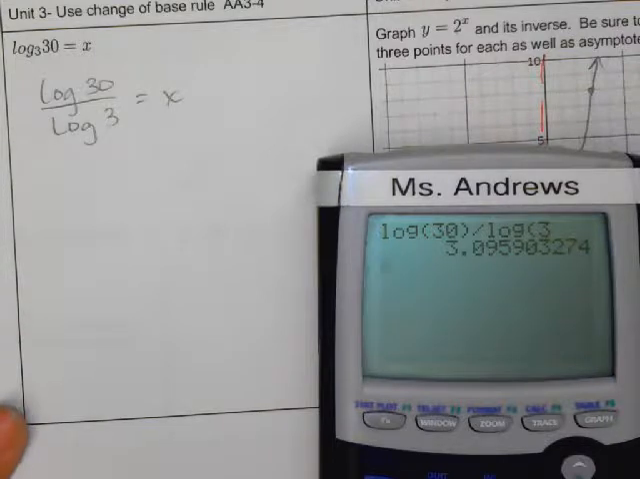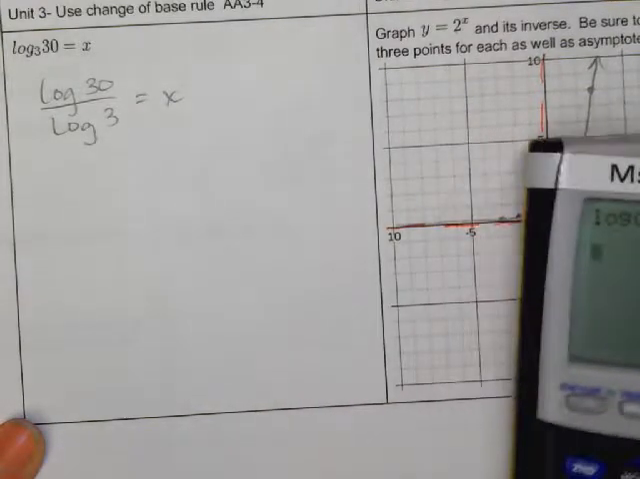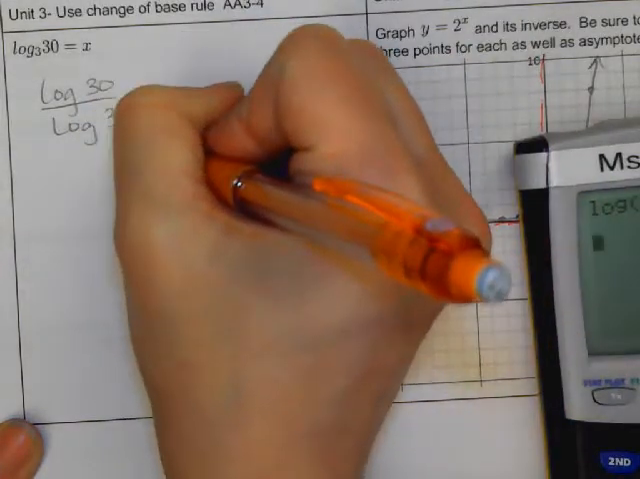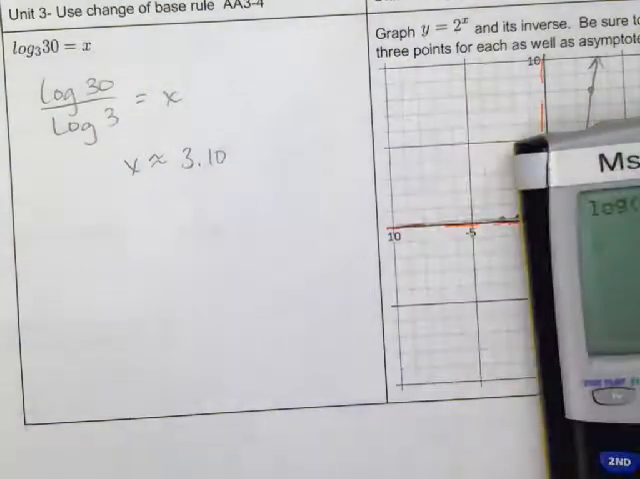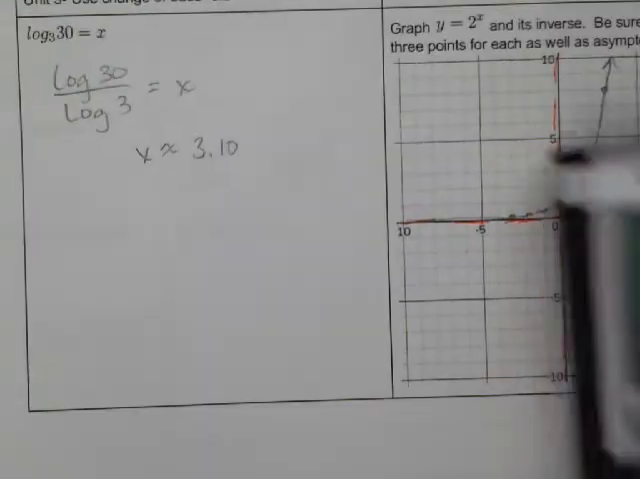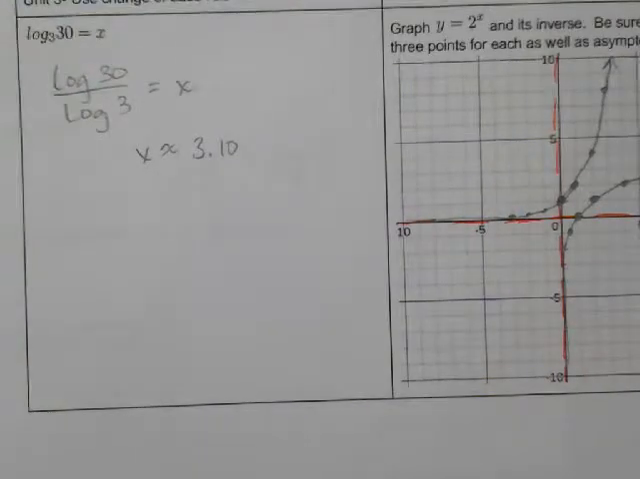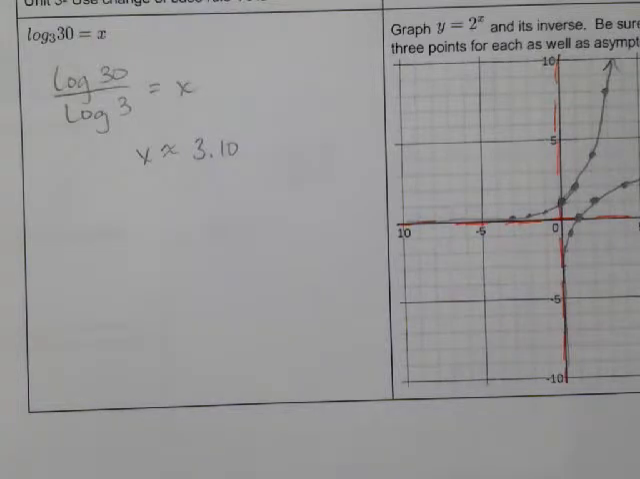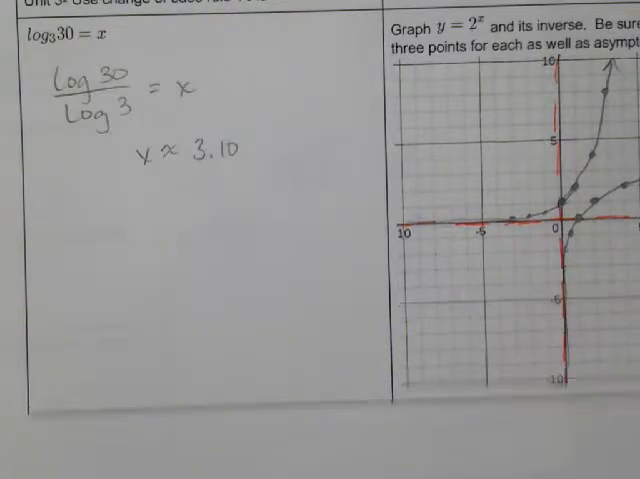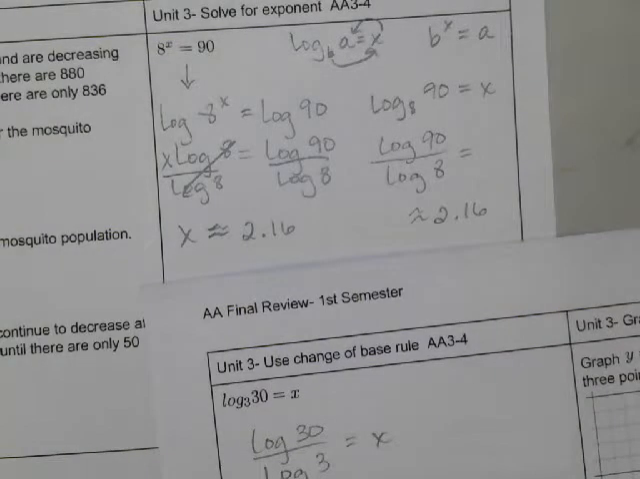So 3.095, if I round that, I'm going to get 3.1. So x is approximately 3.10. That 0 doesn't really need to be there, but I'm putting it there anyway. So that is solving using logs and the change of base rule. So make sure you know both of those parts. Questions on that one?